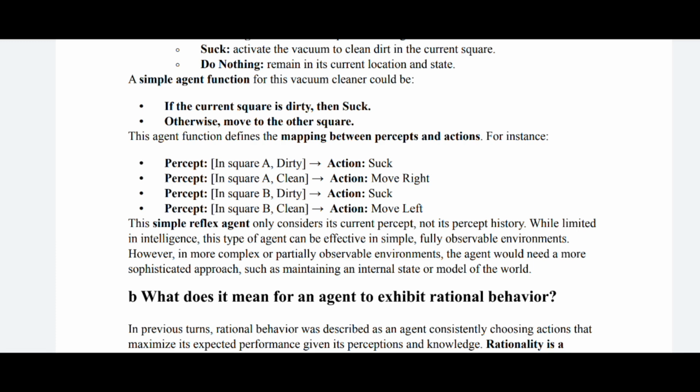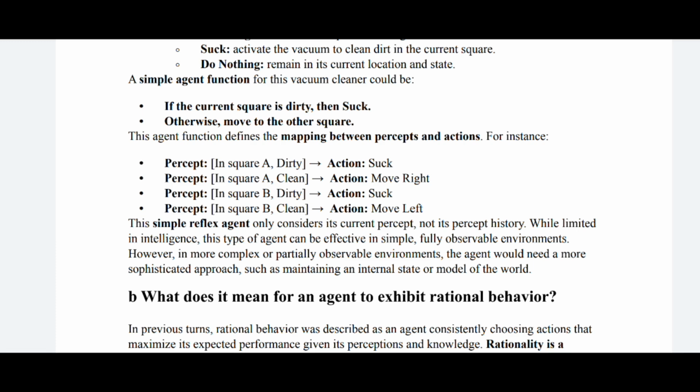Percept: square A is dirty. Action: suck, which means clean. Percept: square A is clean. Action: move right, so after cleaning it, we can move right. Percept: square B is dirty. Action: suck, you can clean. After cleaning, it can move left. This is the simple reflex agent, which considers the current percept, not the percept history.